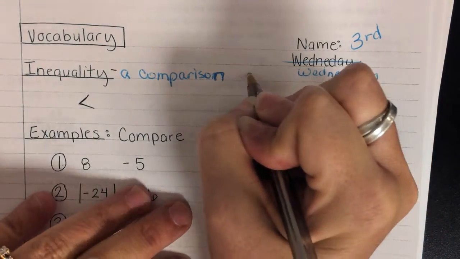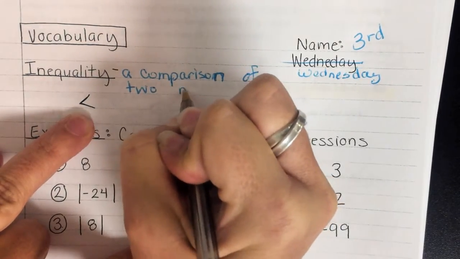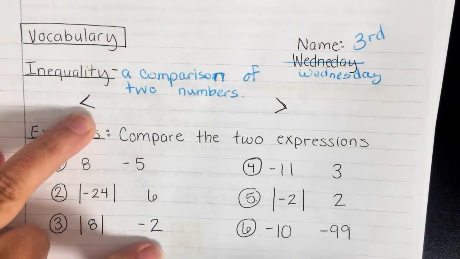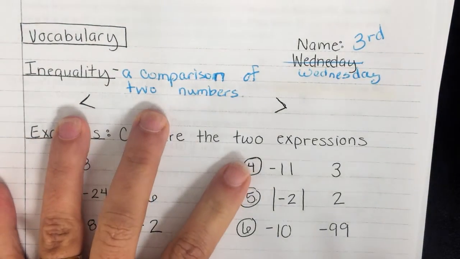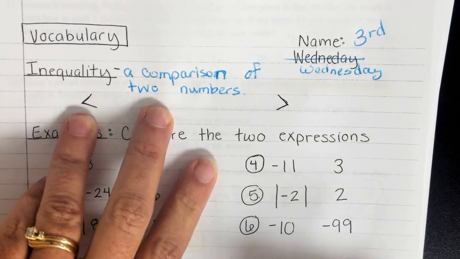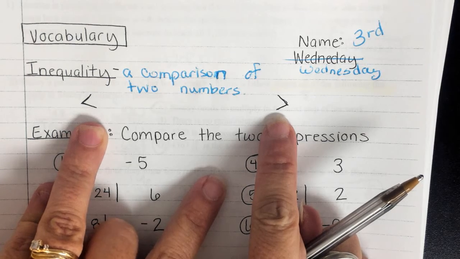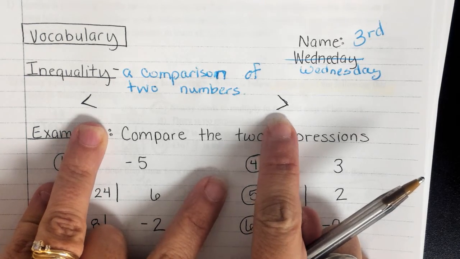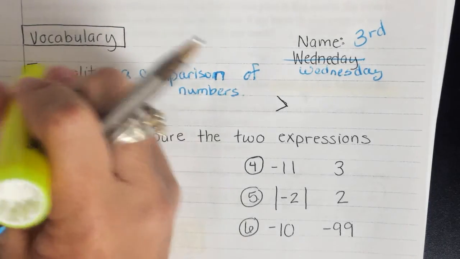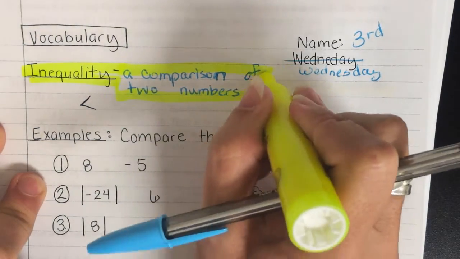of two numbers. It is a comparison of two numbers. Okay? Honestly, all I think of when we talk inequalities is greater than, less than signs. That's what we're talking about. We're going to be comparing them.